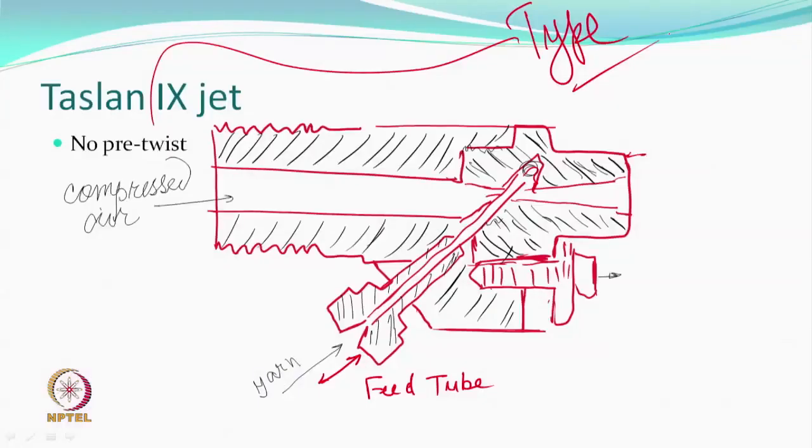in which there was a feed tube, which is at an angle. You can see this at an angle. The yarn is going to be fed through this tube, and therefore it is also entering the jet at some angle. The compressed air is coming directly in a straight direction, but it would interact with the feed tube and the yarn coming out at some place here. So, there is some kind of a cavity here. The feed tube can go up or down.